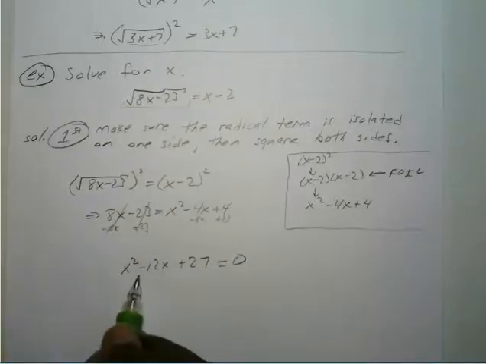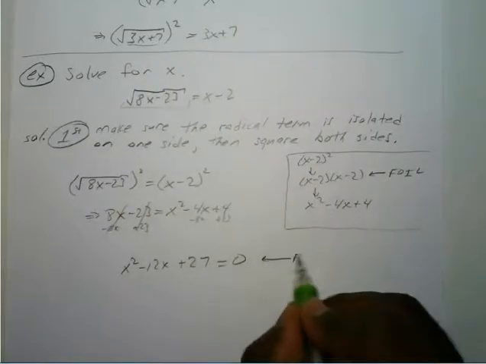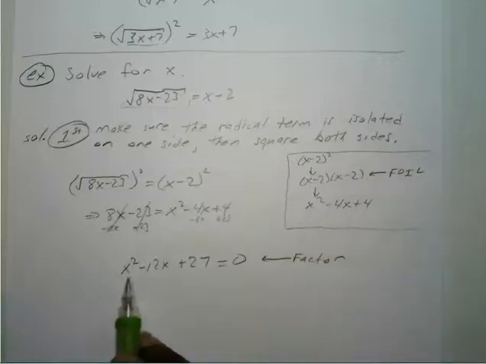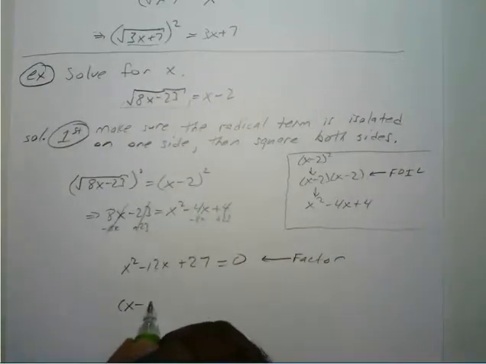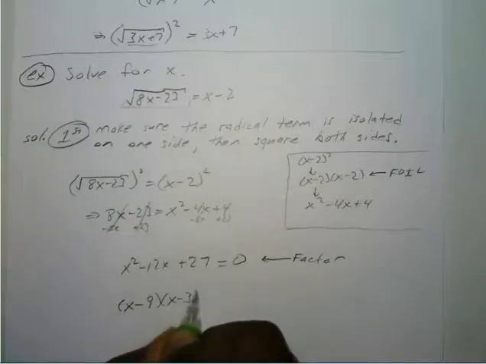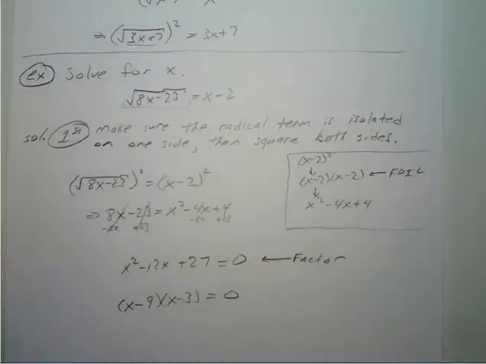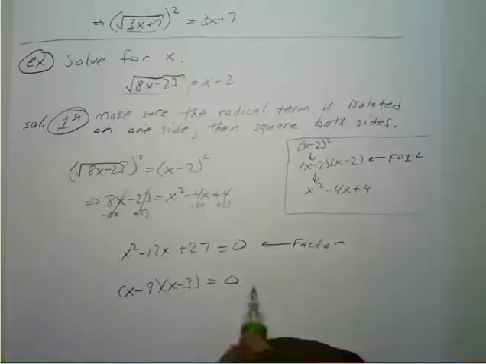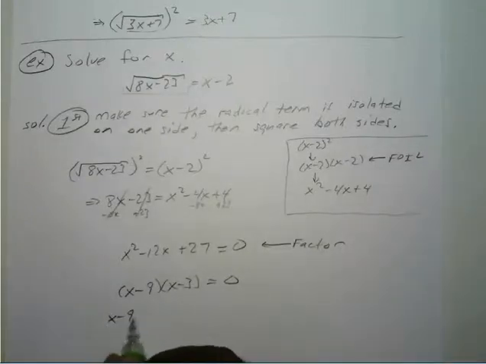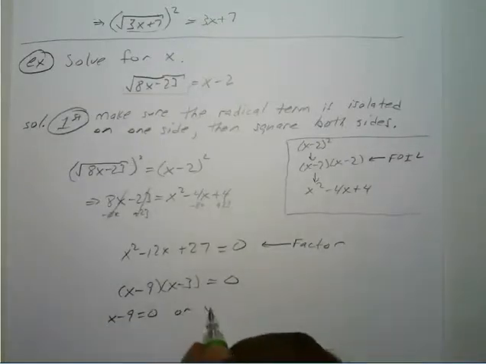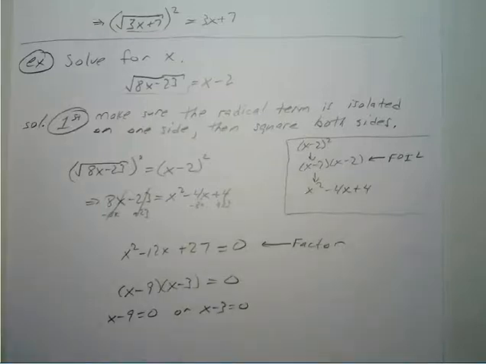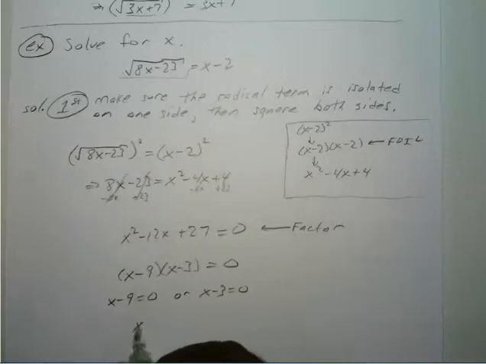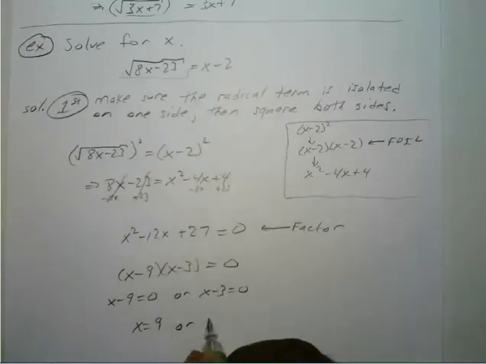Okay, so we go ahead and factor once we get everything to one side. x squared minus 12x plus 27 factors to become x minus 9 times x minus 3 equals 0. This means that x minus 9 equals 0 or x minus 3 equals 0. If we solve these, we know that x is equal to 9 or x is equal to 3.